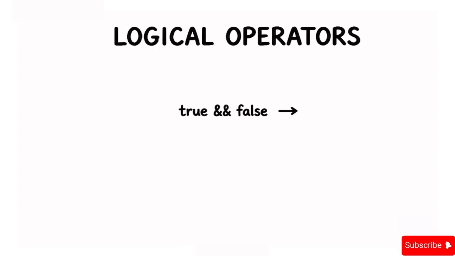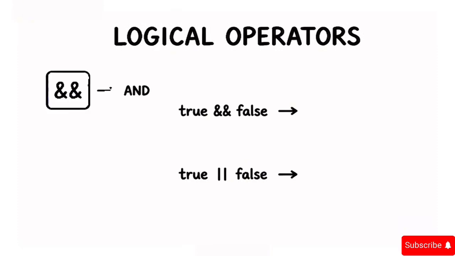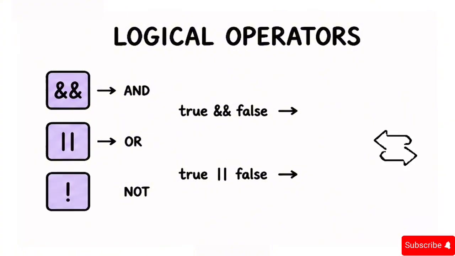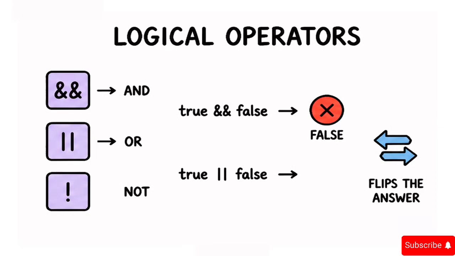Logical operators combine true and false values. And requires both sides true, or needs only one side true. Not flips the answer. For example, true and false returns false, but true or false returns true.